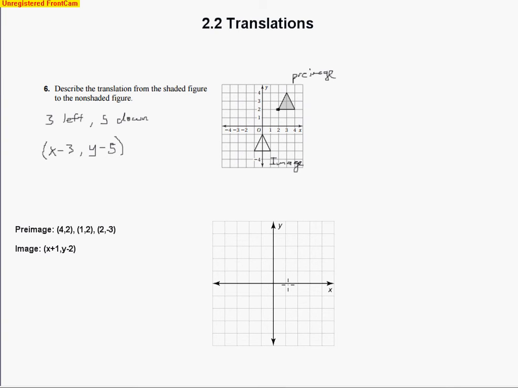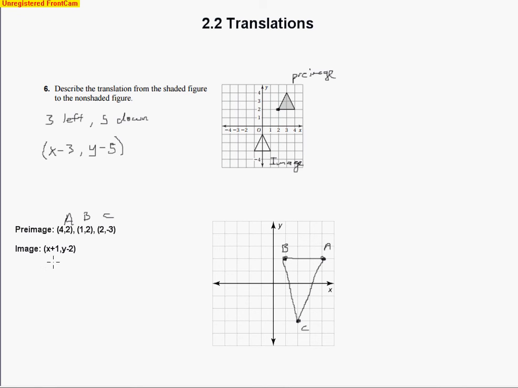We're going to start with our pre-image and just plot these points. So we go 4 units to the right, 1, 2, 3, 4, and then 2 units up. So I plot this point right here. I'm going to call that A. And then I have 1, 2. So I go over 1 space and then up 2 spaces. I'll call that B. And then I've got 2 units to the right and 3 spaces down. I'm going to call that C. And so I'm going to connect these points with lines.